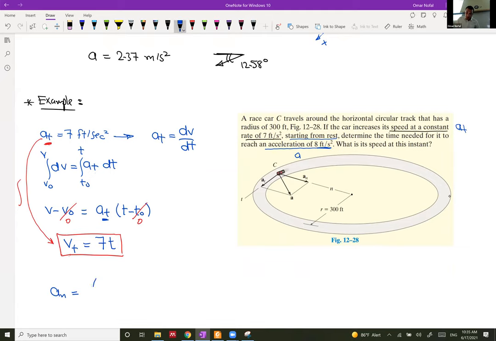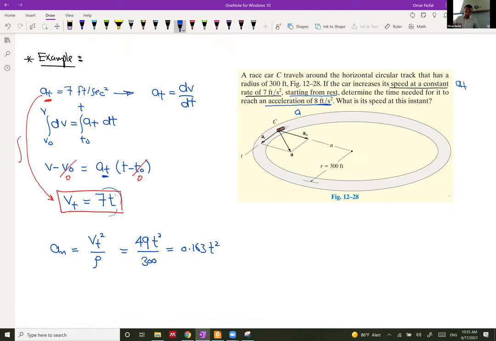A normal is equal to the V tangent squared over rho. So it will be 49 T squared, you just square this value, and the rho is equal to 300. If you calculate this value with your calculator, it will give you 0.163 T squared. Then you know that the magnitude of the acceleration is equal to the square root of A tangent squared plus A normal squared, because A is equal to A_t in the T hat plus A normal in the N hat.